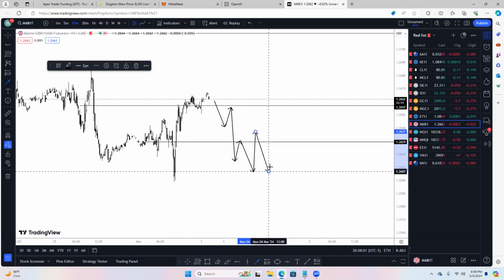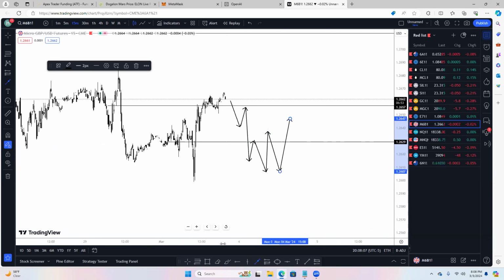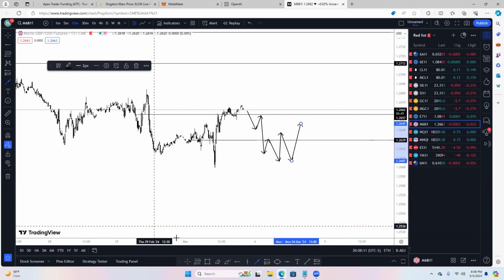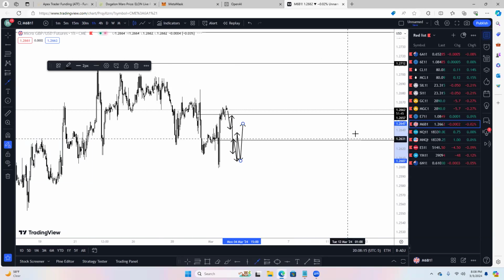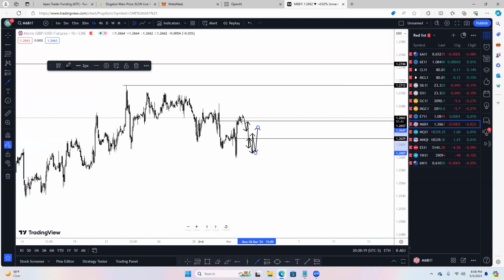Exactly. This is what I want to see. Is that what you're looking for? Yes, sir. And this keep going up. I think I already placed a sell limit from that area. Like I wanted to see just a little bit above.